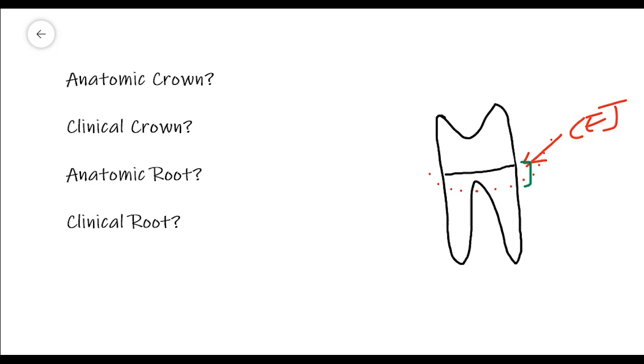In a normal individual, the clinical root is not visible in the oral cavity. That's what a healthy tooth is. If due to any pathology the root is now visible in the oral cavity, it's not good. So that is known as the clinical root. These are the four basic terminologies that you have to know when you are studying a tooth.